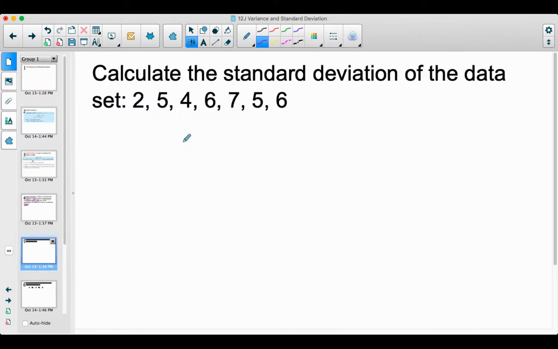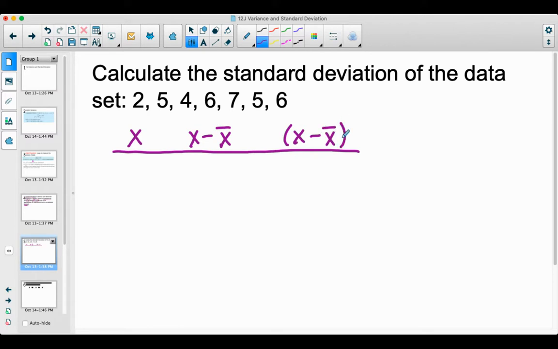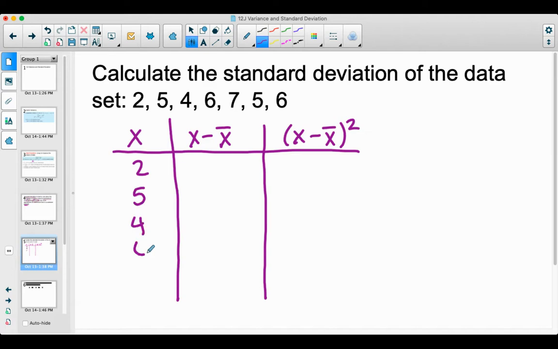Okay, now let's take a look at standard deviation and walk through one together. What I do is put it into a table. We have our values x, then we have x minus the mean, and then we take our x minus the mean and square it. Those are what's going to be in this table. The first thing I'm going to do is rewrite my numbers: 2, 5, 4, 6, 7, 5, and 6.